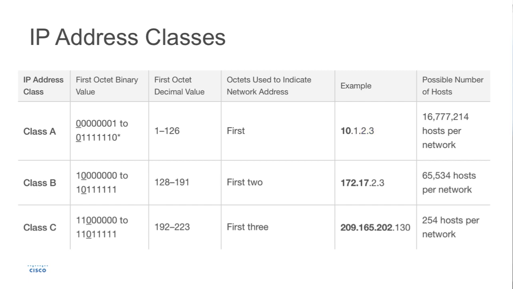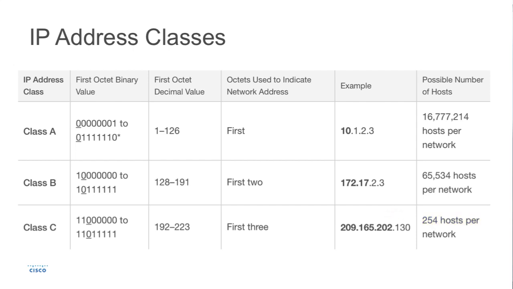The formula to calculate the number of hosts available is 2 to the n minus 2, where the n is the number of bits in the host portion of the address. Applying that formula, we have 16,777,214 hosts when you have 24 bits remaining. With a Class B, we do 2 to the n minus 2 and end up with 65,534 hosts per network. And with a Class C, we do 2 to the n minus 2, and we end up with 254 hosts per network.